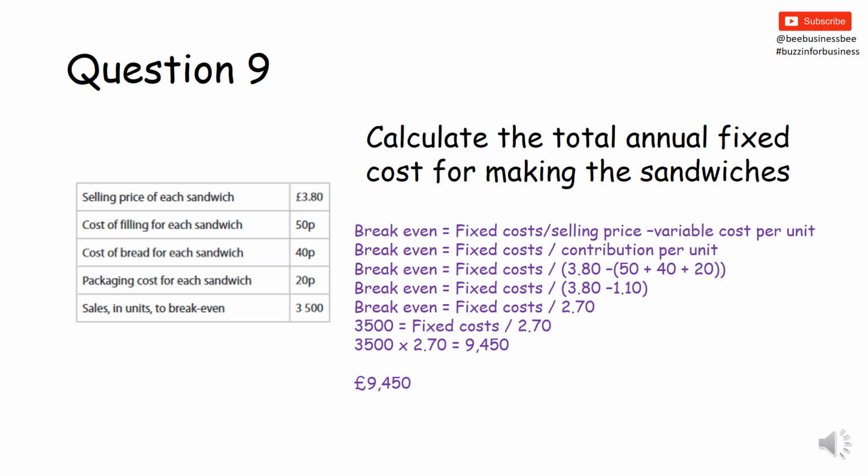So we now know that our break-even point is 3,500. We don't know our fixed cost, but we need to divide it by £2.70. So to get rid of the division, we do a multiplication. So 3,500 multiplied by the £2.70 gives us £9,450. I have got a video on how to do this, which will be linked above in the video to help.